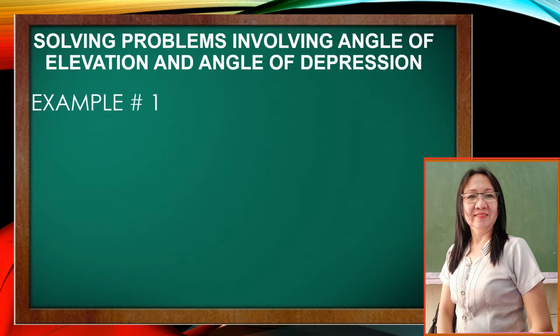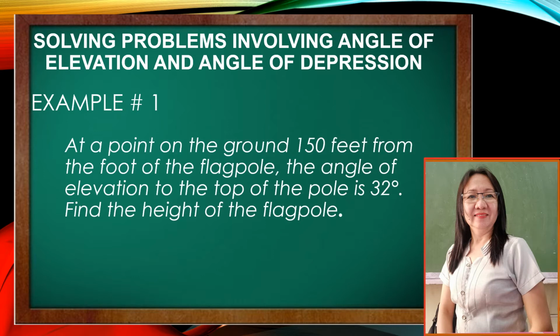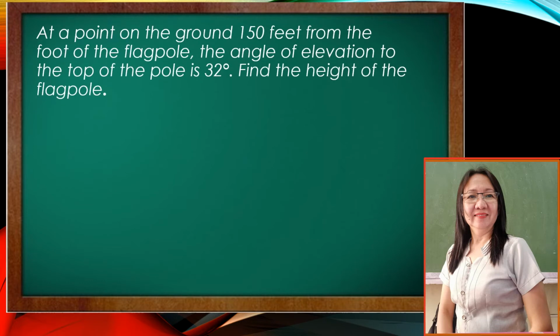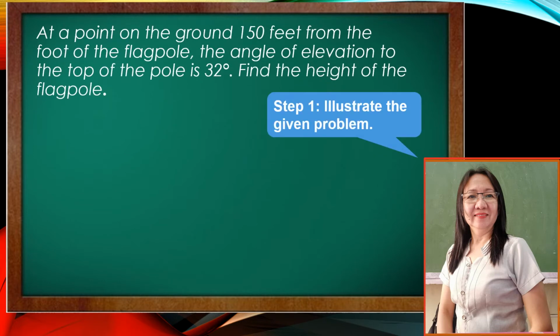For our example number 1, the problem is: at a point on the ground 150 feet from the foot of the flagpole, the angle of elevation to the top of the pole is 32 degrees. Find the height of the pole. Now, using this first problem, I'm going to show you the step-by-step process of solving the problem. For step 1, let us illustrate the given problem.